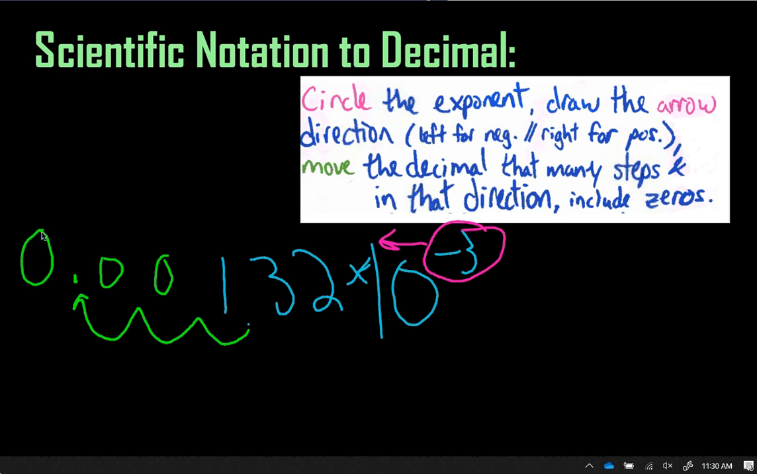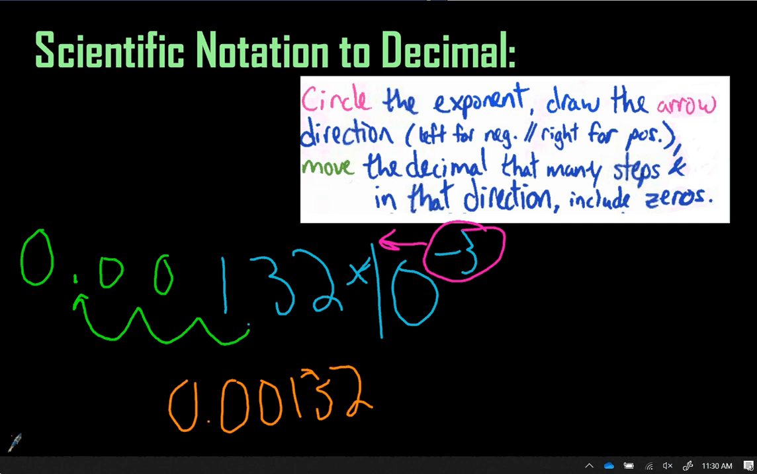And so now my value is this. I'm going to say my new value, which I will write, let's say in orange, is going to be 0.00132. Again, just be very careful as you're moving those decimals for yourself.